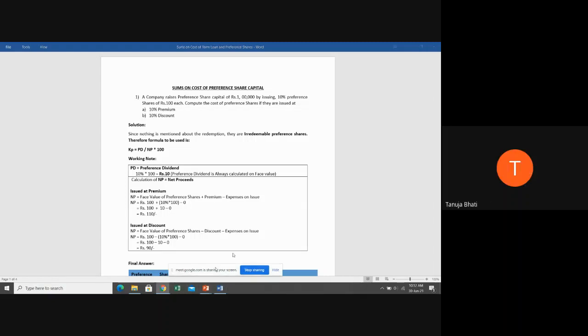See, a company raises preference share capital of rupees 1 lakh by issuing 10% preference shares of rupees 100 each. Compute the cost of preference shares if they are issued at 10% premium and 10% discount. Now, first of all, can anyone tell me, is it a redeemable preference share problem or an irredeemable preference share problem?